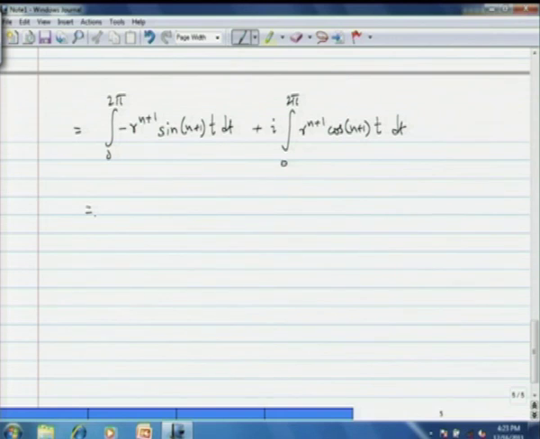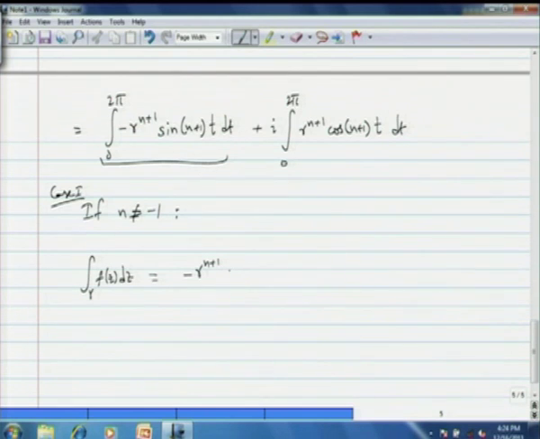So, this is minus r power n plus 1. If so, I will split this into cases. Case 1: if n is not equal to minus 1, in this case you can integrate this piece to get minus r power n plus 1.